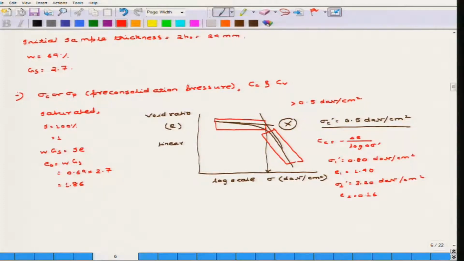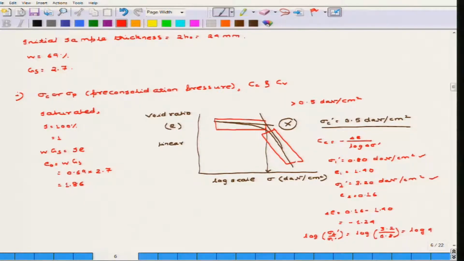So, that is what we took. We took two values after 0.5 dA Newton per centimeter square, one of them being 0.80 and the other one being 3.20, the last point and the first point. So, 1.40 and 0.16. So, delta E then comes out to be 0.16 minus 1.40, which basically is equivalent to minus 1.24, and log sigma 2 dash by sigma 1 dash comes out to be log of 3.2 by 0.8, which comes out to be log of 4.